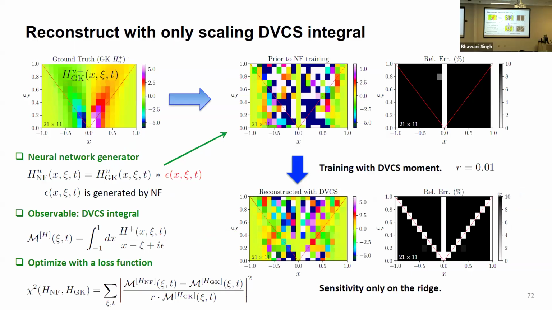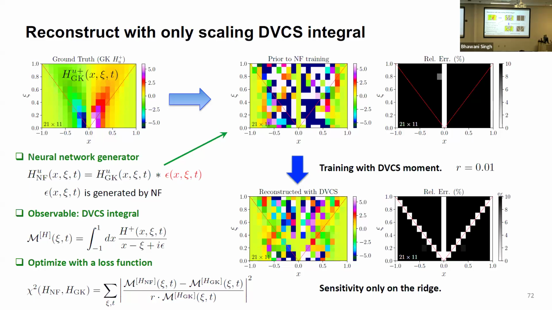This is just a proof of principle study. We start with a certain model called the GK model, and GK stands for the names of 2 people. From this model, we can inject noise to make this image very noisy. The aim is to see whether the neural network will be able to recover the original image by taking the observables we put in.